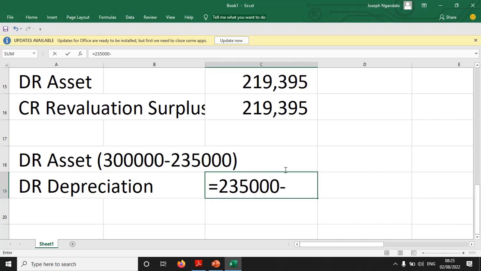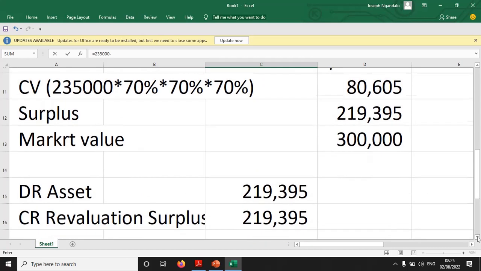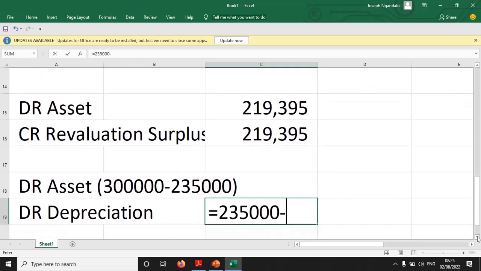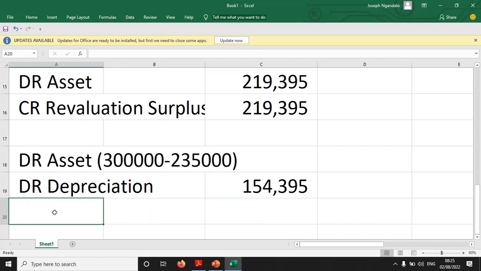Minus, what was the carrying amount of the asset after we had calculated everything? 86,000 what? Is that correct? Yes. Then he also wants you to credit the surplus, which is called the revaluation what?